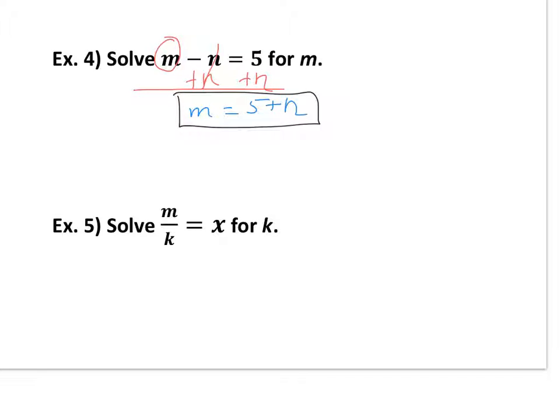Example 5, we're solving for K. Just like some of the previous problems, the variable that we're solving for is imprisoned in a fraction. So we have to get rid of that fraction by multiplying both sides by the denominator, which in this case is K. We're going to multiply this side by K over 1 and this side by K. The K's cancel and we're left with M equals X times K. Since I'm solving for K, I need to undo multiplication by X, so we're going to divide both sides by X. The X's cancel and we have M over X is equal to K.